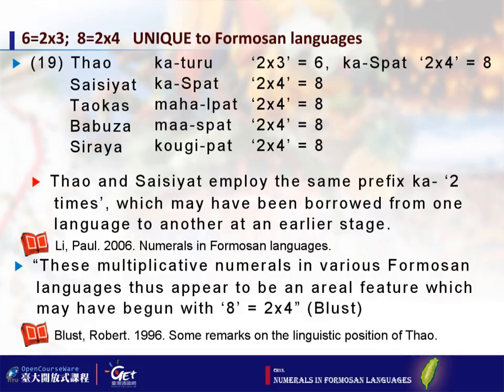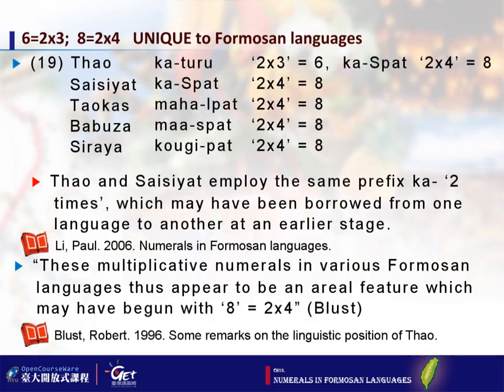So we have seen this unique case of number 7 in Saixia, and then we also want to see something that's unique to Formosan languages, because according to Dr. Lee, you don't see this kind of method to express numbers in other languages. Like number 6 is 2 times 3. In Thao, at Sun Moon Lake, and also Saixia, the one with the very unique 7, you have a different way of talking about number 6. You have 2 times 3. Ga is the 2 prefix, and Duru, as you remember, is number 3. So that's the way to say number 6.